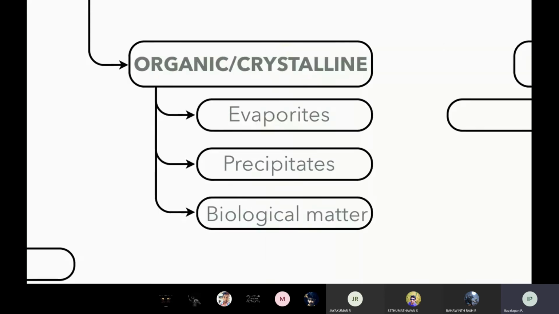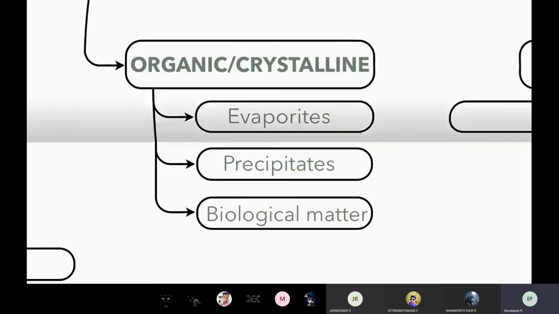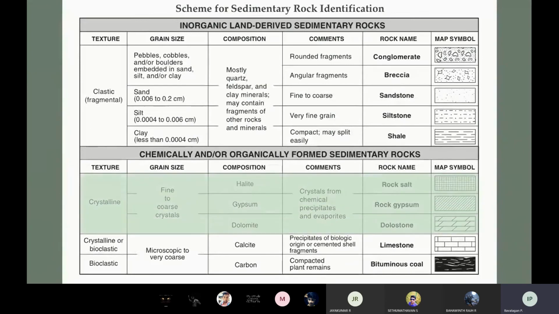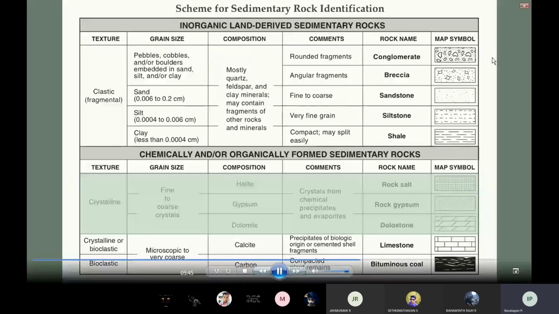We have organic and crystalline sedimentary rocks. For the crystalline, we have things called evaporites and precipitates. And then for the organic, we have what we call biological matter rocks or bioclastic rocks. Let's talk about these, as they are a little bit more complex. First off, the crystalline rocks, seen here on the reference table. So these are under a column that says chemically or organically formed sedimentary rocks. So these are not necessarily from compacted sediments.